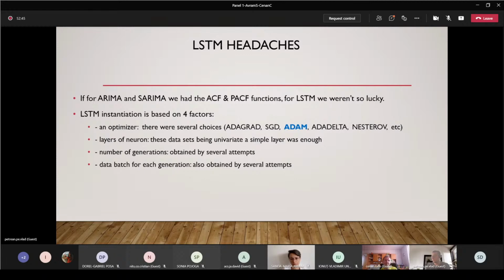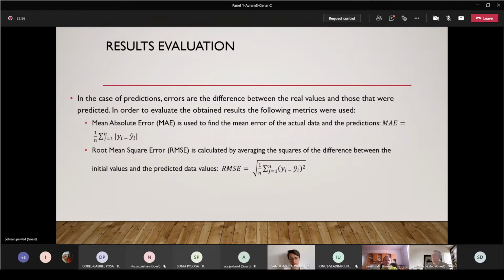These numbers were obtained by trying several attempts. So this is why I presented here that it was a little bit of a headache for the LSTM to be instantiated. As a result validation, we have chosen the mean absolute error and the root mean square error.